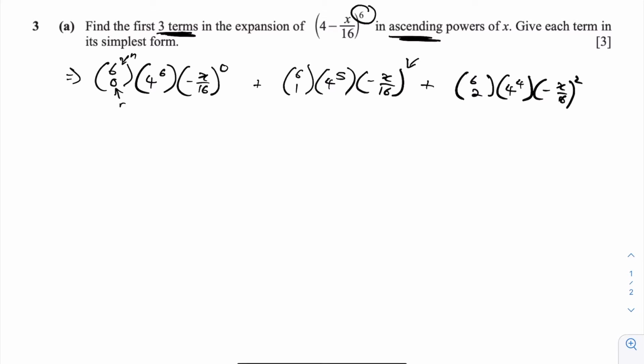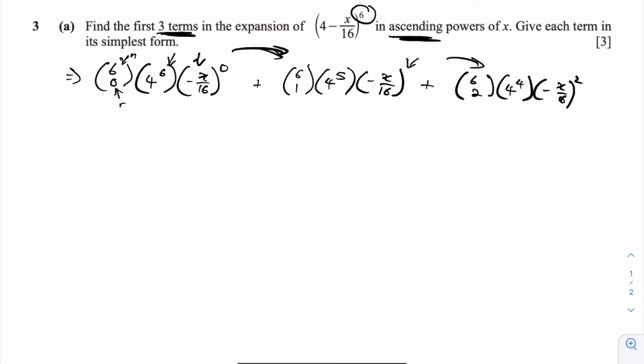So what's important to recall is that when we write anything in the form (a plus b) to the power of n, if x is in the b side, then that means that we're doing ascending powers. If x is over here as term a, that means we're doing descending, because this decreases by 1 as you go down, while this one increases by 1 as you go down. So anyway, let's go back to the question itself.